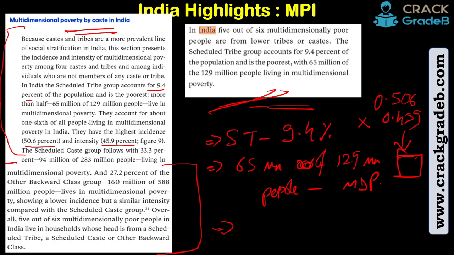After the scheduled tribe, the scheduled caste group follows with 33%, 94 million of the 283 million people living in the multidimensional poverty. Okay, so go ahead and read the data. You will be in a better position to write objective and descriptive answers as well.